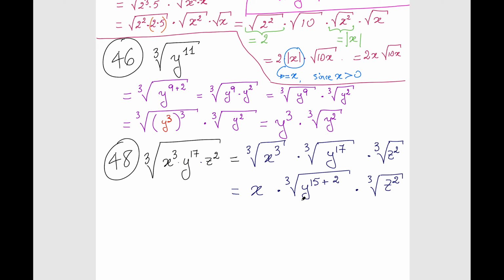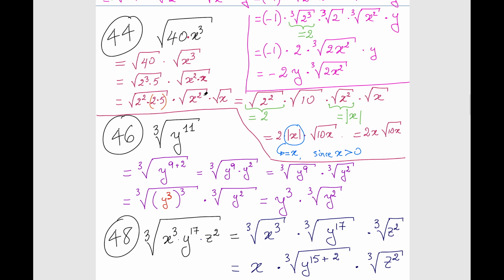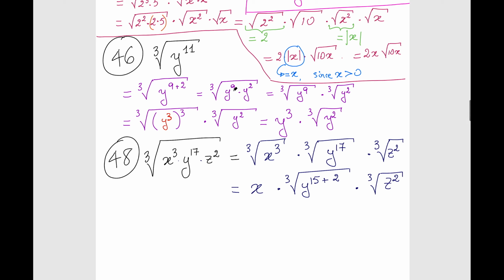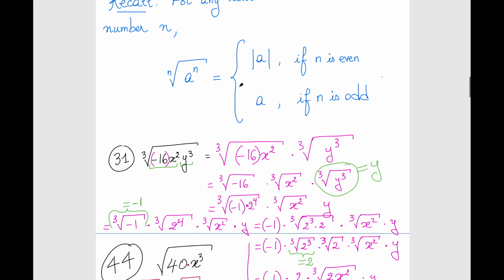Still have work to do on the second expression. How are we going to do it? Well, we're going to handle it in a very similar way as we handled y to the 11 a while ago. Correct? What did we do? So we split them up. So we're going to write y to the 15 times y squared. Split them up, and then split that product. And then this one is going to be simplified via this property.